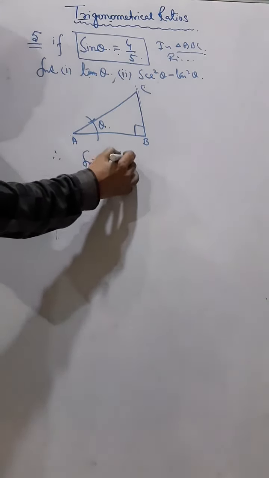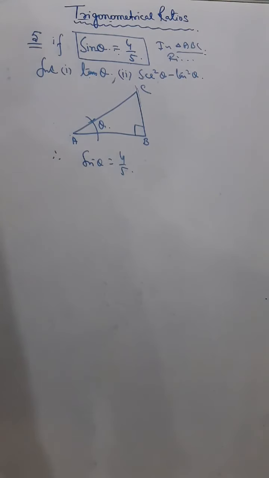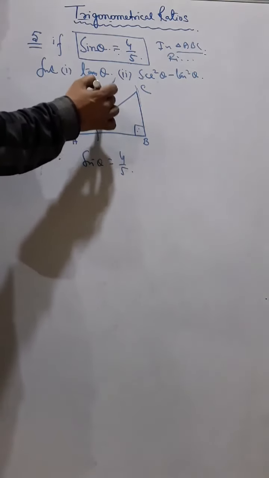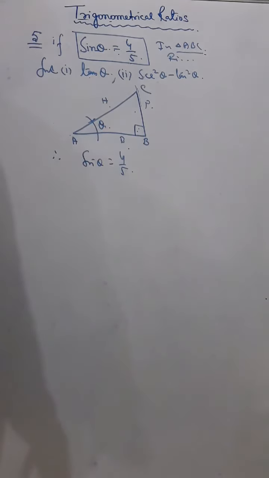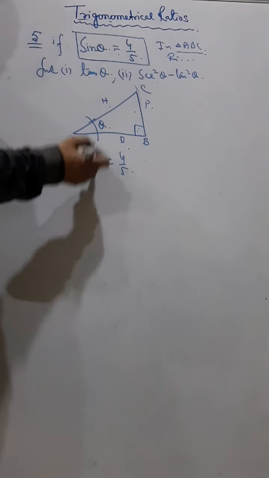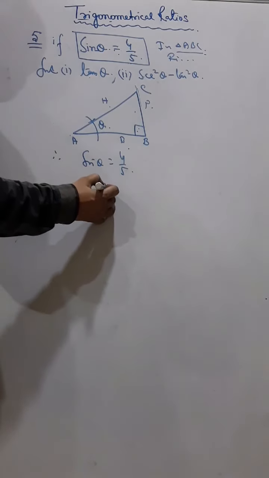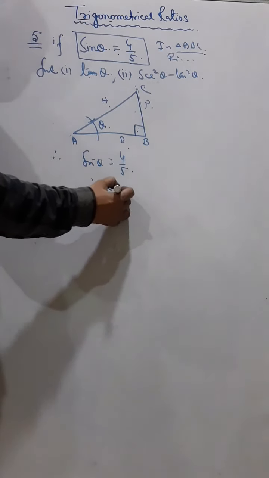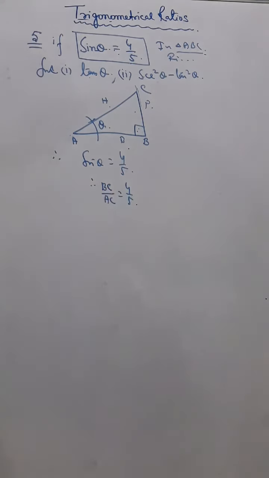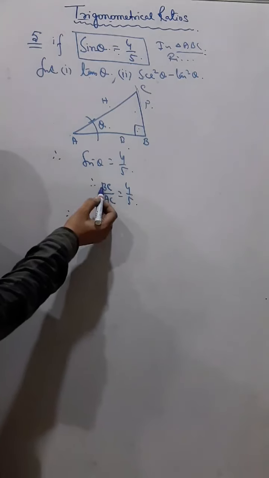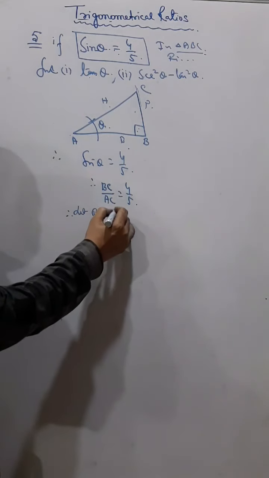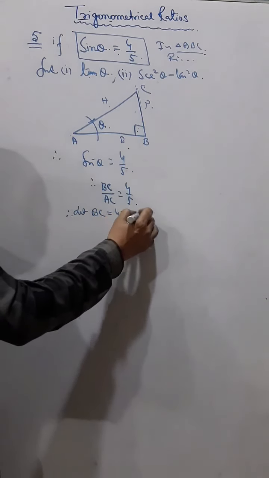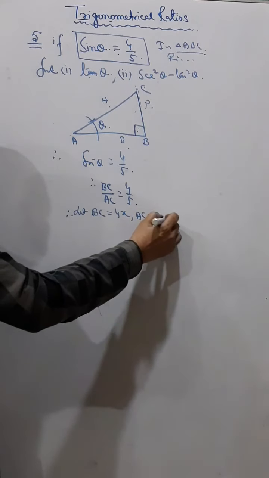Now sin theta equals 4 by 5, it is given. This is 90 degrees, opposite to this is the hypotenuse, this is theta, opposite to this is the perpendicular, and this is the base. So sin theta means perpendicular by hypotenuse. That means BC by AC is equal to 4 by 5. Just now in number 4 I have shown you how to do this type of sum. This means BC is to AC is 4 is to 5, so let BC equal 4x and AC equal 5x.